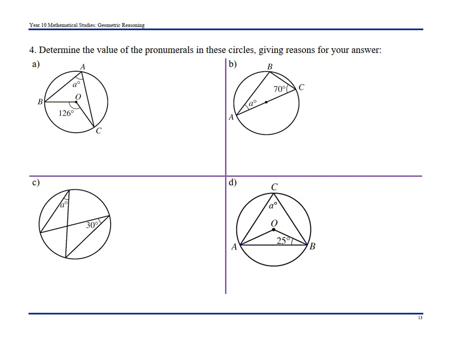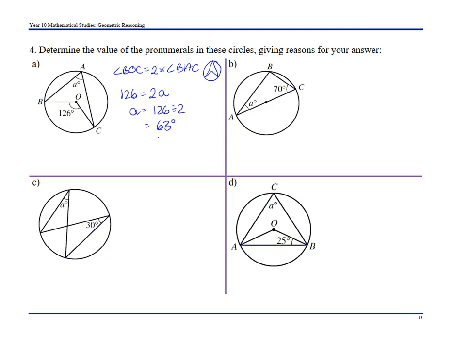The first one, angle BOC would equal 2 lots of angle BAC, and I can put the code for that. Okay, angle at the center is twice the angle at the circumference, so that means 126 has to equal 2 lots of A. So A would be 126 divided by 2, which is 63 degrees.